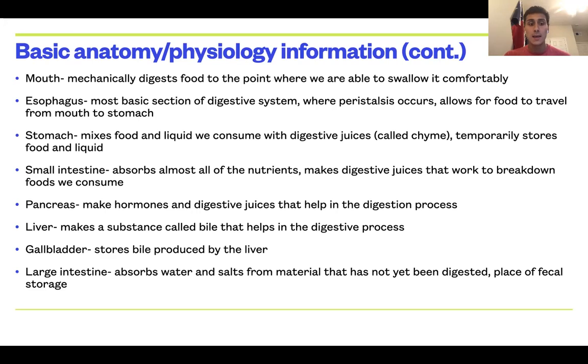The pancreas, it makes hormones and digestive juices that help in the digestion process. And last but not least, the large intestine, which absorbs water and salts from the material that has not yet been digested, and it's also the storage place of fecal matter.